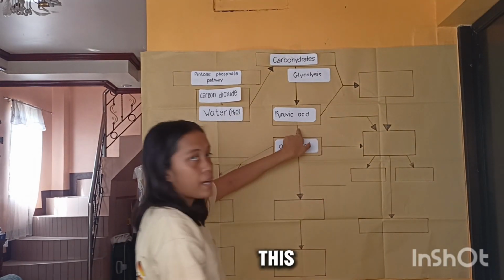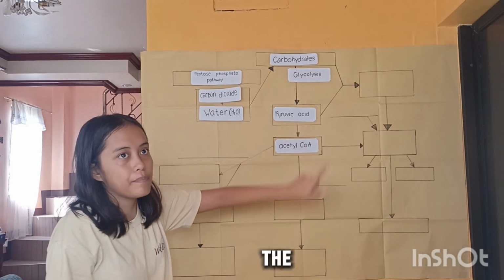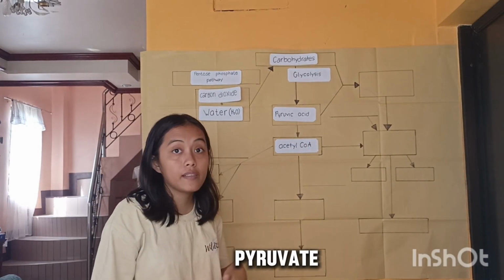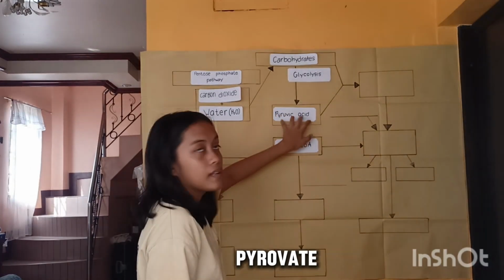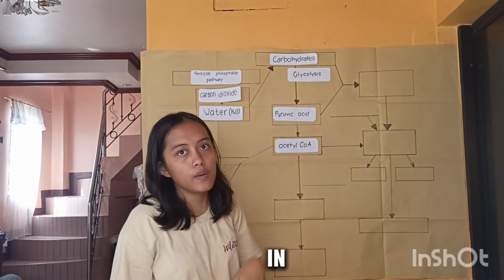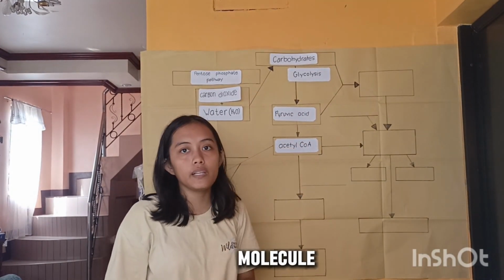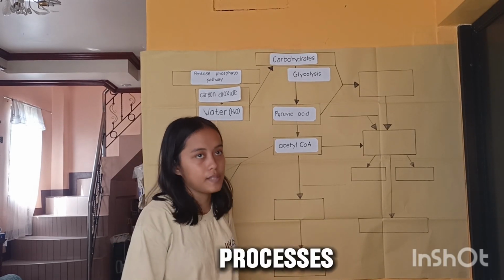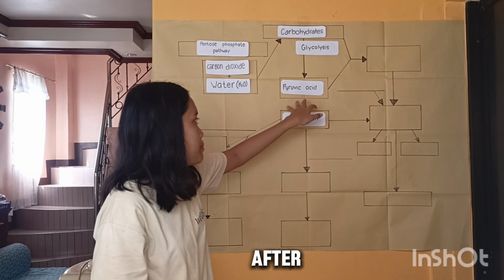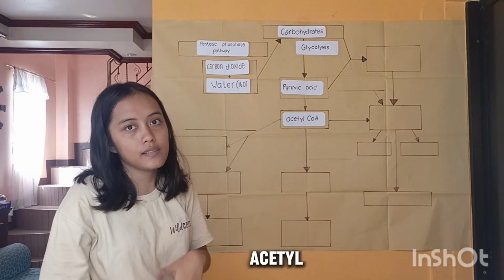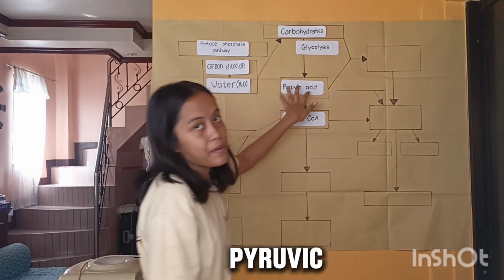So, this arrow represents the pyruvate dehydrogenase complex, which decarboxylates pyruvate into acetyl-CoA, a key molecule for further metabolic processes. Before we talk about what happens after pyruvic acid is converted into acetyl-CoA, let's go back to pyruvic acid.